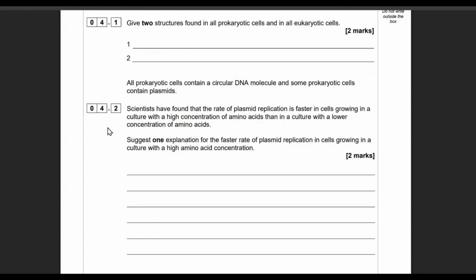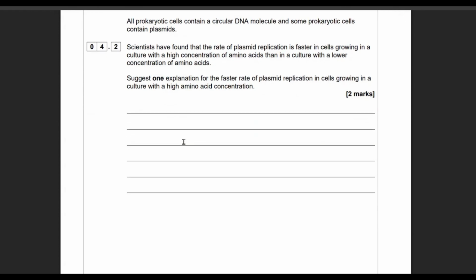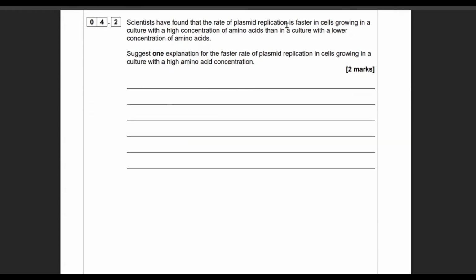Right, all prokaryotic cells contain a circular DNA molecule, and some prokaryotic cells contain plasmids. Scientists have found that the rate of plasmid replication is faster in cells growing in a culture with a high concentration of amino acids than in a culture with a low concentration of amino acids. Suggest one explanation for the faster rate of plasmid replication in cells growing in a culture with high amino acid concentration. So if we have lots of amino acids, what can you make more of? Link this together. More amino acids mean you can make more proteins. Now think to yourself, how could that protein help in replication? What sort of proteins could be used?